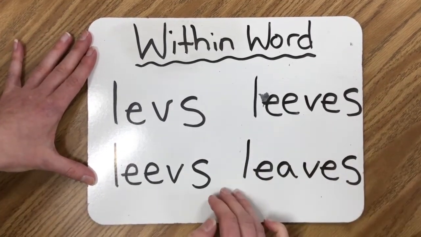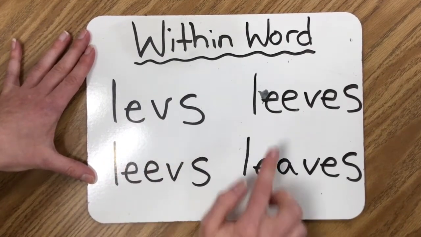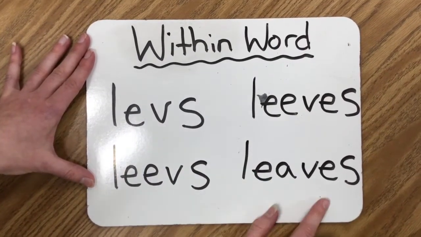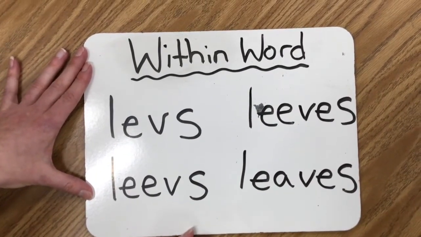And then eventually, with sorts, we would be instructing them on the different types of vowels in the middle of words. And they will learn that for leaves, it's an E-A vowel pattern in the middle. And that's when they start spelling leaves like this.